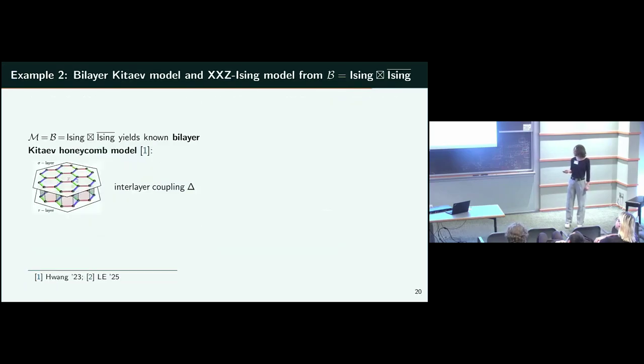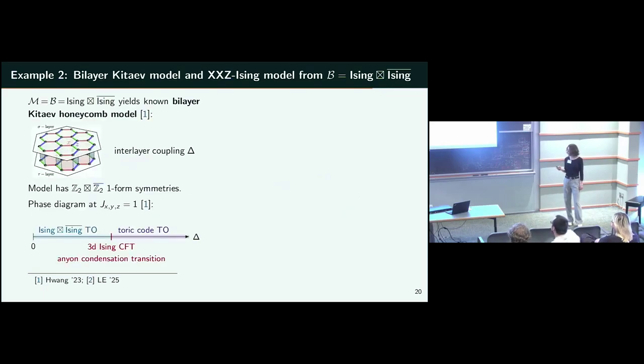Okay. Then just to flash another example, so we saw that if you input the Ising category, we get Kitaev's honeycomb model. And now if you input 2 copies of Ising, it shouldn't be too surprising that we get a bilayer model of 2 copies of Kitaev's honeycomb model with some interlayer coupling, which is just the product of the 2 local terms.